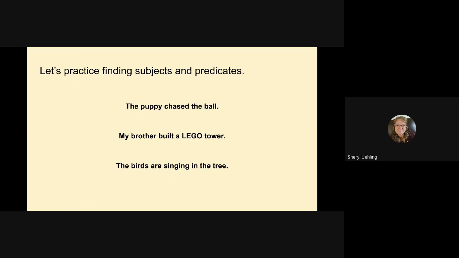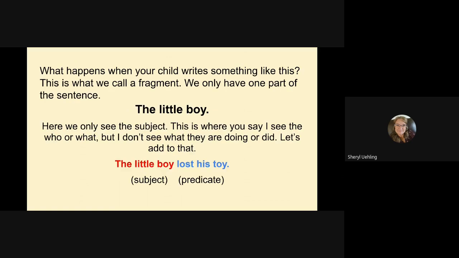How did you do? Now, what happens when your child writes something like this? This is what we call a fragment. We only have one part of the sentence, the little boy. Here we see the subject. This is where I would say to my child, I see the who or what, but I don't see what they're doing or did. Let's add to that.